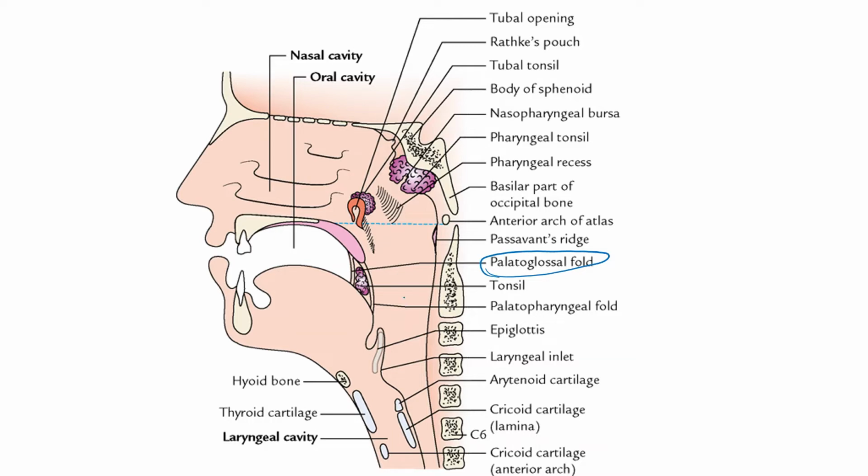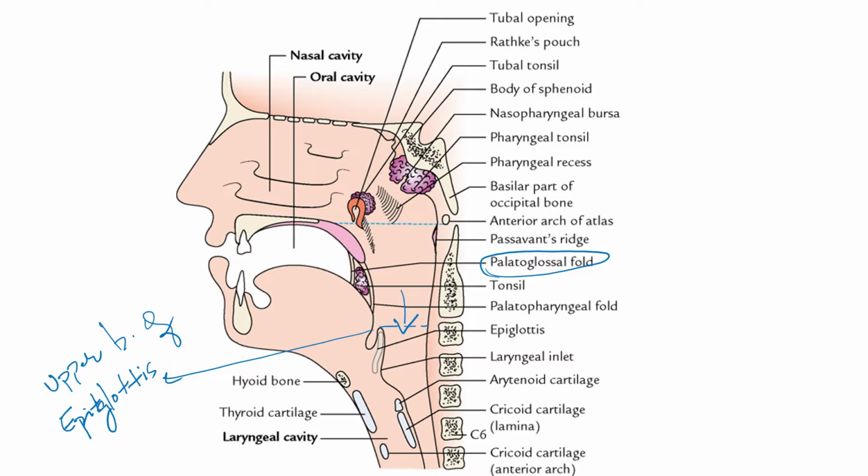Moving on to the floor of the oropharynx. The floor of the oropharynx opens into the laryngopharynx at the level of the upper border of the epiglottis. Yes, at the upper border of the epiglottis begins the laryngopharynx. So the oropharynx is in continuation with the laryngopharynx below at the level of the upper border of the epiglottis. So this is about the floor of the oropharynx.